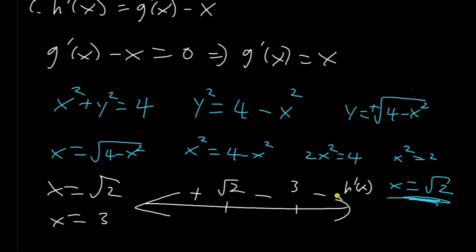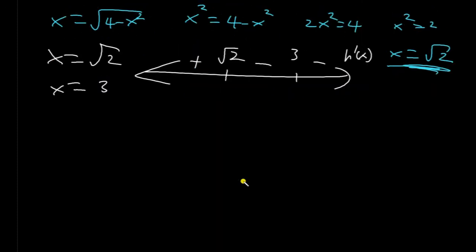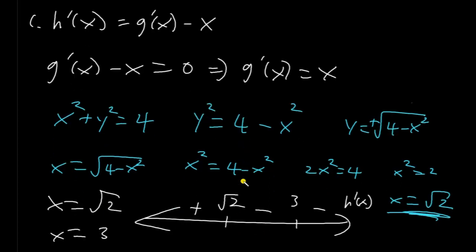So what does this tell me? At square root of 2, h prime of x switches from positive to negative. So h has a relative maximum at square root of 2, because h prime switches from positive to negative at square root of 2. But at x equals 3, h prime doesn't switch sign at all, it just stays negative. So there actually is neither a maximum nor a minimum at x equals 3 because h prime didn't switch sign at x equals 3. Okay, that concludes part C.